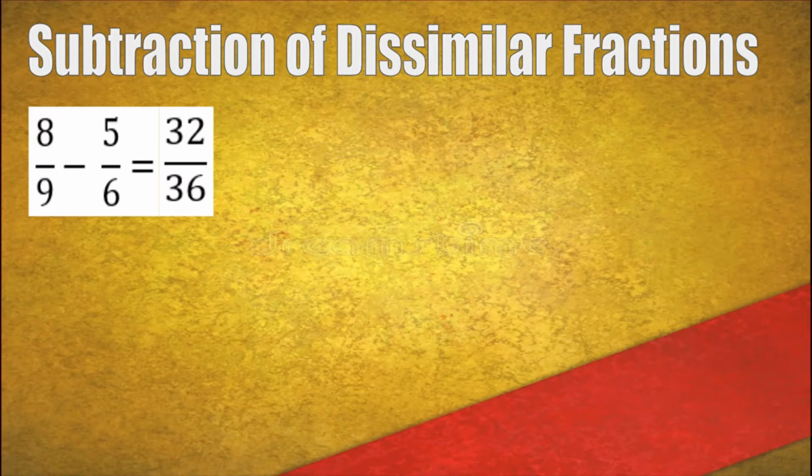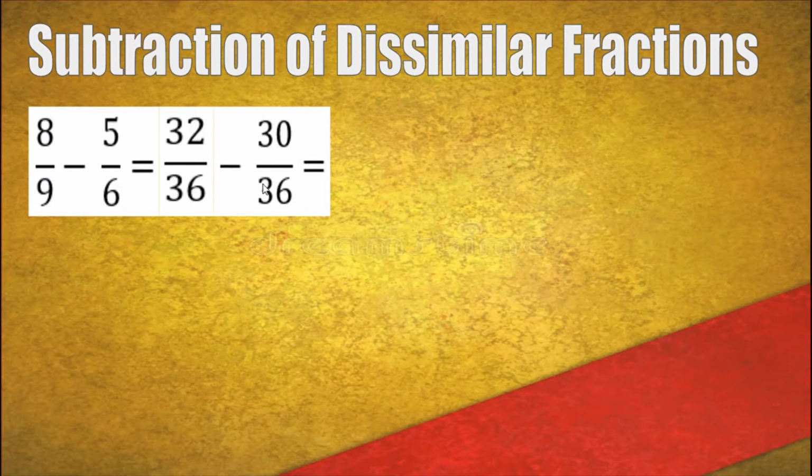Okay, that is 36. Now, since we already found 36, let's find why we have 32 here. The answer for that one is we divide 36 divided by 9 times 8. That's why it became 32. Next, how about our second fraction? We still have 36 as their LCD. 36 divided by 6, the answer is 6. 6 times 5, the answer here is 30.